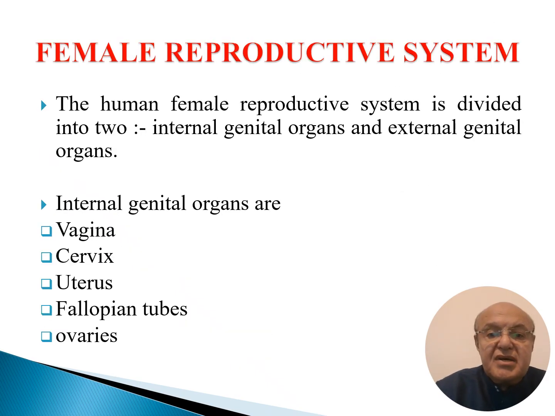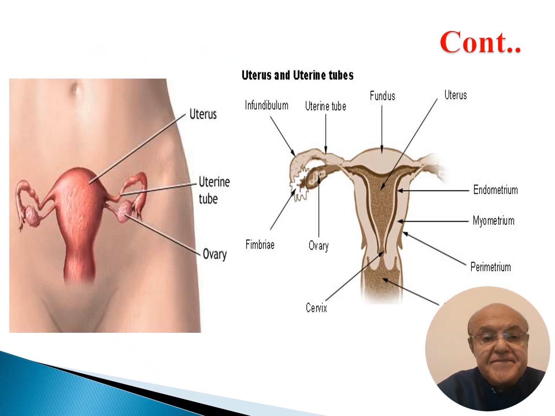The human female reproductive system is divided into two: internal and external genital organs. The internal genital organs are the vagina, cervix, uterus, fallopian tubes, and ovaries. This is the picture of the vagina, cervix, uterus, fallopian tubes, and ovaries.